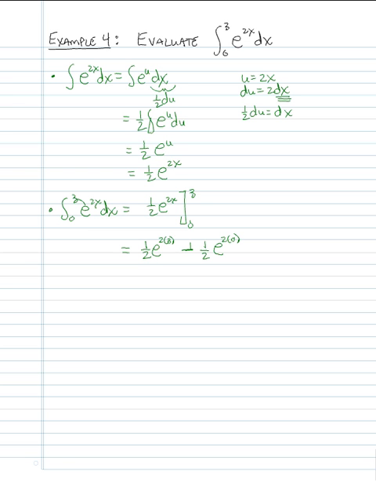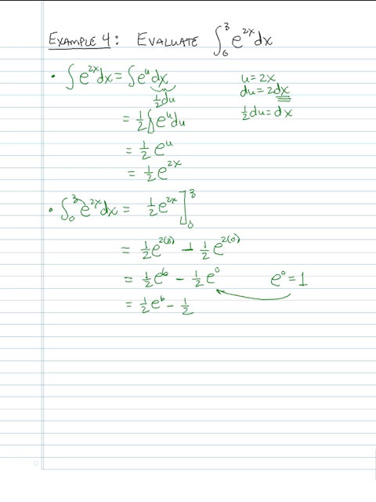Now, as we simplify this, in the beginning, this is 1/2 times 2 times 3 is 6, so this is e to the 6th power, isn't it? And over here we have minus 1/2 times e to a power. Well, 2 times 0 is 0, so that becomes e to the 0 power. But remember, e to the 0 is 1, isn't it? So in this position, we just have 1/2 times 1, or just 1/2. So this ends up being 1/2 times e to the 6th minus just 1/2.